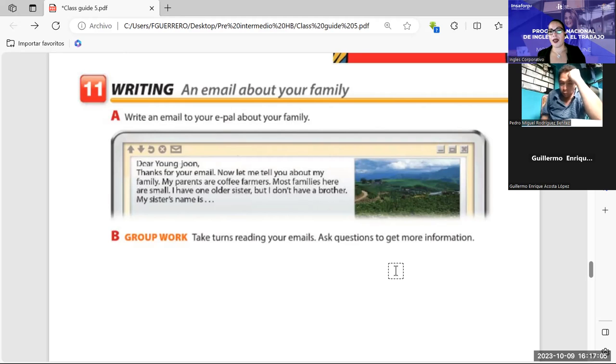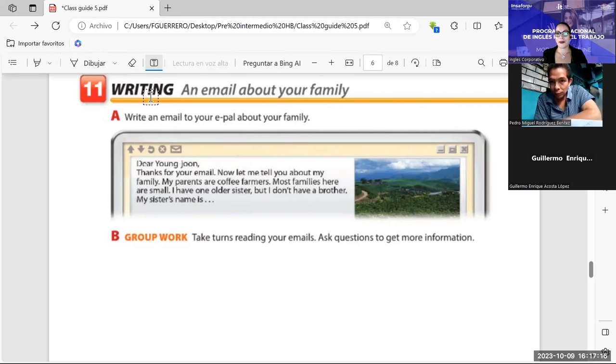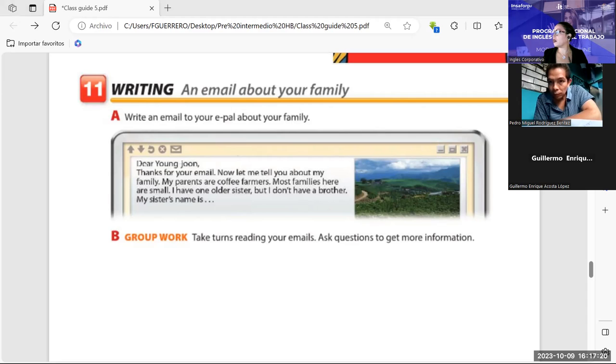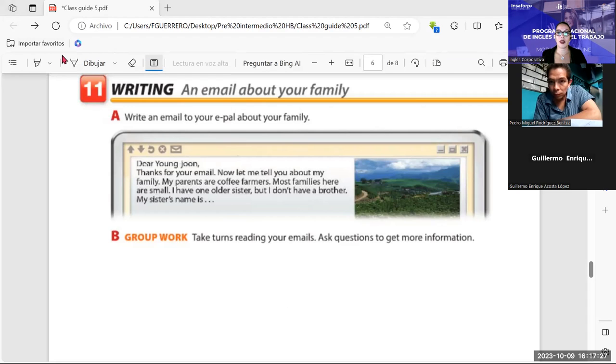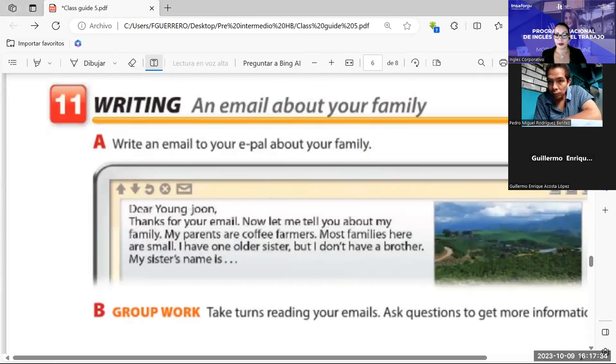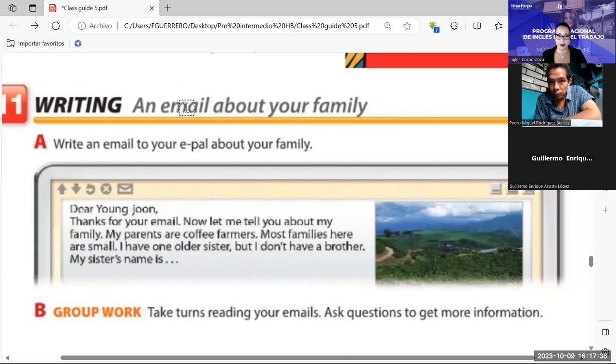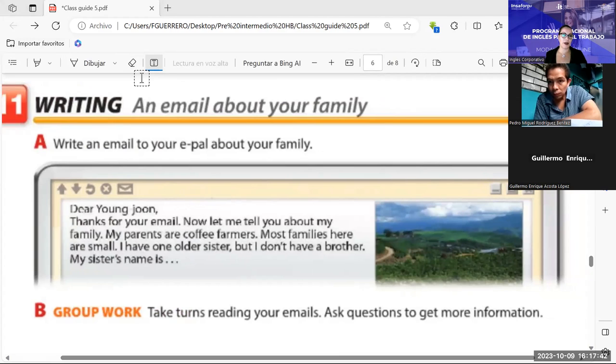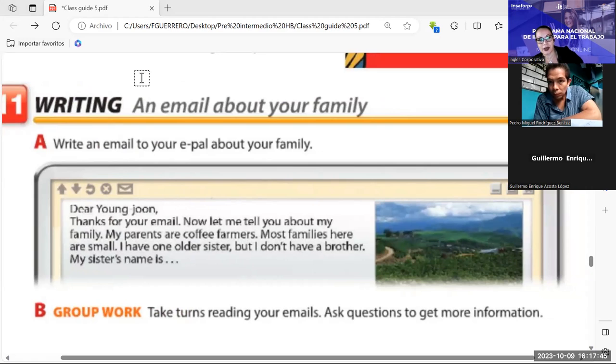Les voy a dar tiempo. Pedro, su e-pal va a ser Guillermo, y Guillermo, su e-pal es Pedro. So you write Dear Guillermo, and Guillermo says Dear Pedro. Pueden escribir un pequeño email similar a este, lo pueden hacer en su correo y luego lo vamos a leer. 5 minutes. Ok, ahorita comenzamos a escribirlo, ¿verdad? Yes, you can start now.